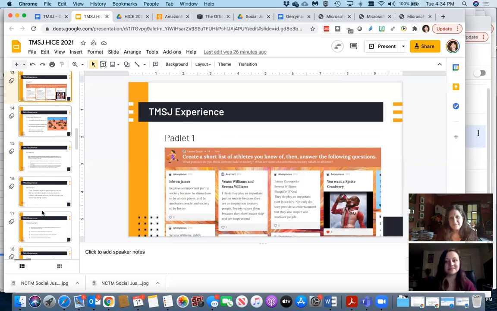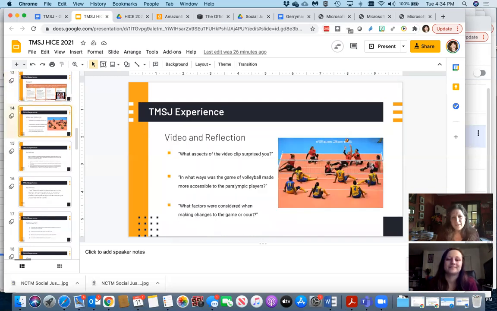They are brand ambassadors, as you can see in the bottom right hand picture. It is LeBron James holding a Sprite cranberry. So definitely got them interested. They probably started thinking to themselves, hey, why am I learning about athletes in math class? So then you showed the video.